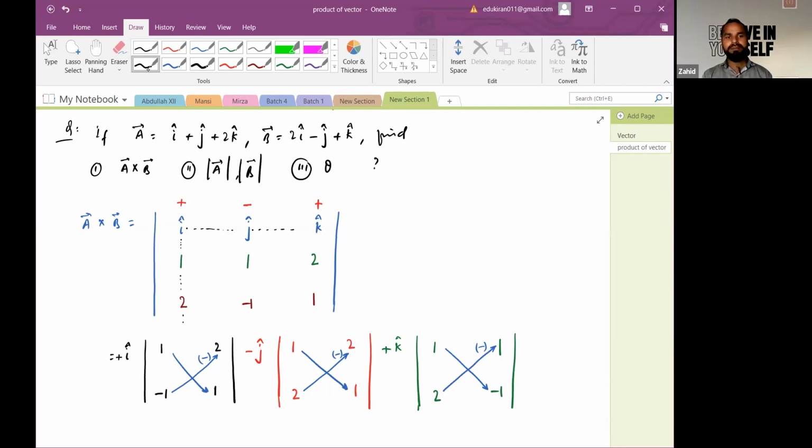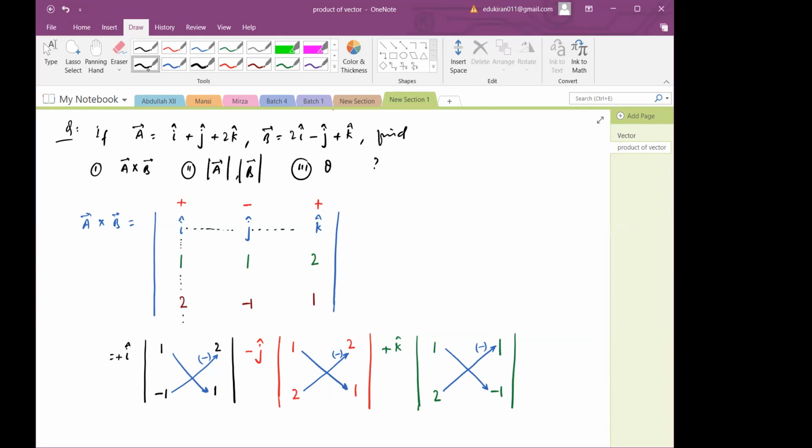Wahid, any doubt? Mamuna, is it clear? Yes, sir. Okay, try to simplify.